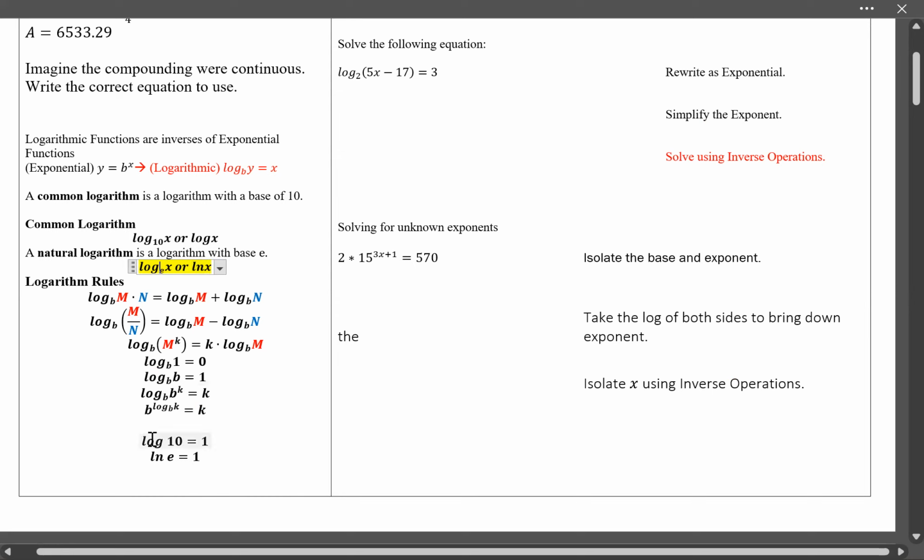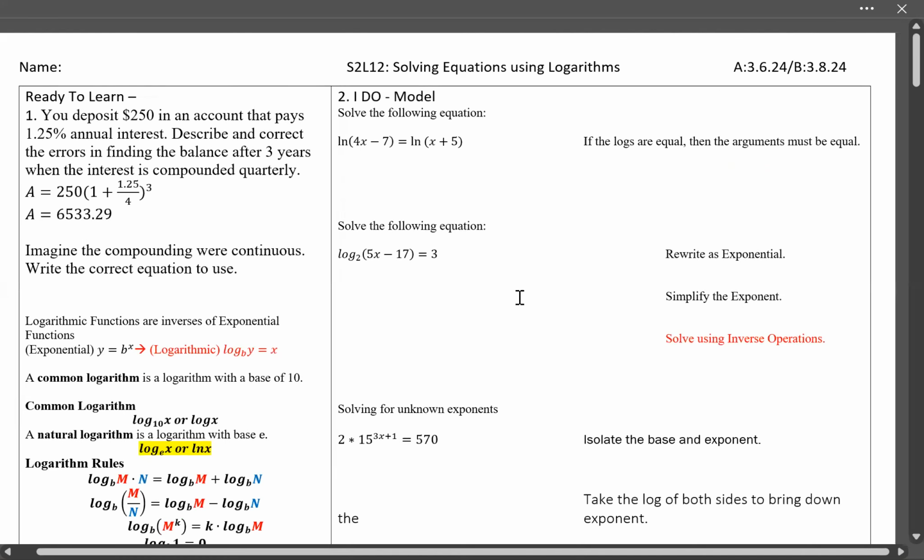And then when we're working, if we get to take the natural log of e, we need to remember the natural log of e is 1. Okay. So we'll do the I do.